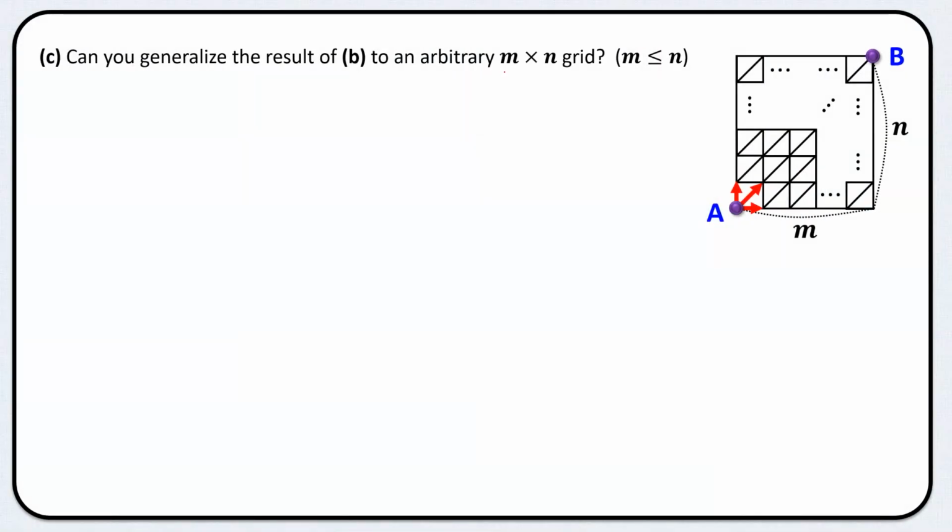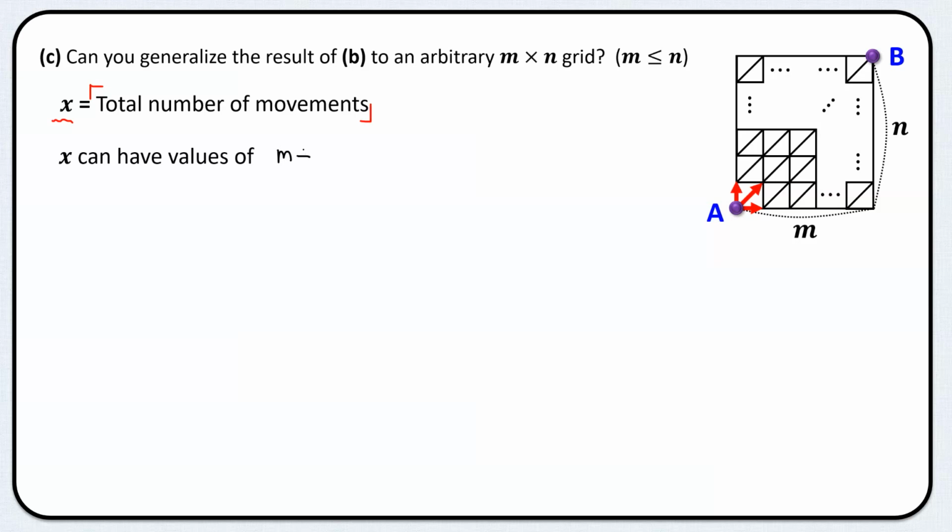At this point, the generalization is pretty easy. We think about possible values of x again, which denotes the total number of movements. Again, let's start with the zero diagonal case, which gives the largest value of x of m plus n. If we add a diagonal movement, the total number of movements decreases by 1 as you saw in the previous problem, resulting in a total of m plus n minus 1 movements. So x decreases until we reach the maximum number of diagonal movements.